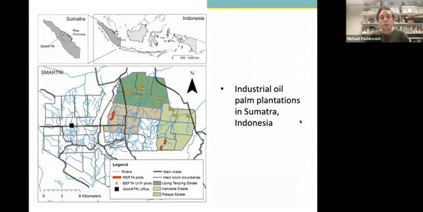My research into these strategies has occurred in industrial oil palm plantations in Sumatra, Indonesia. So these are large-scale oil palm plantations. You could drive for about 2 hours and see nothing other than oil palm that are owned by a large-scale corporation. And this one is Indonesian, owned by a parent company in Singapore.